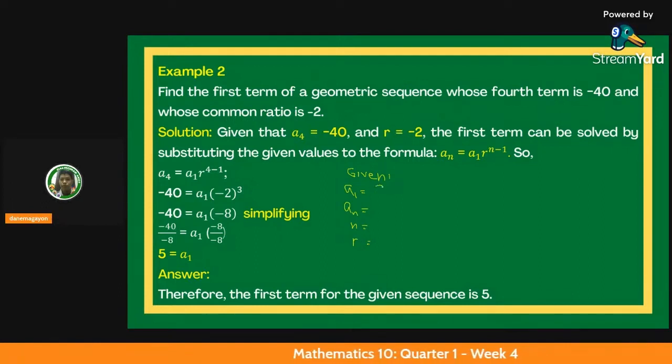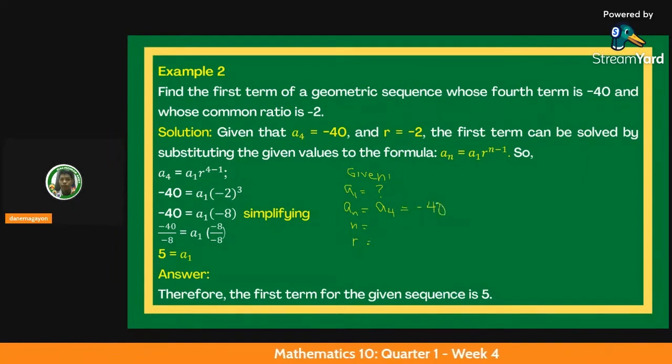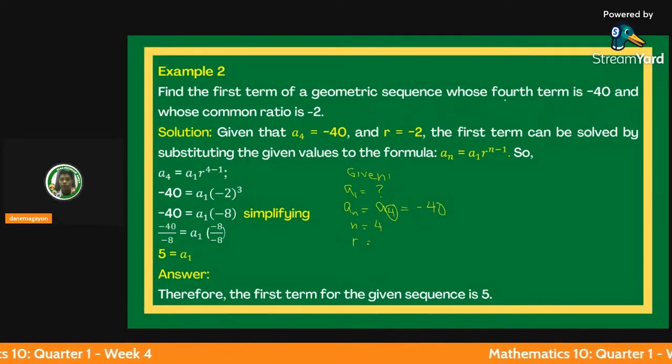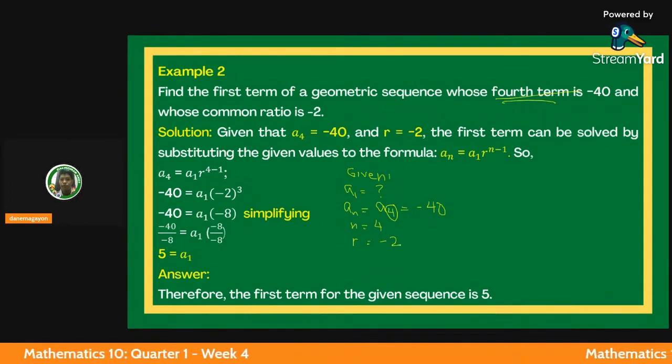Obviously, A sub 1 is unknown because we don't know it. Our A sub n is A sub 4, or the nth term, so this will be equal to negative 40. Our n is 4 because we have A sub 4. Based on this problem, we only have up to the fourth term so far. Next, our common ratio is negative 2. So these are the terms that we have.